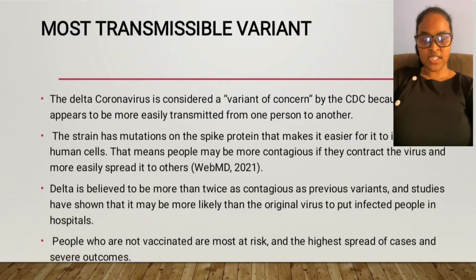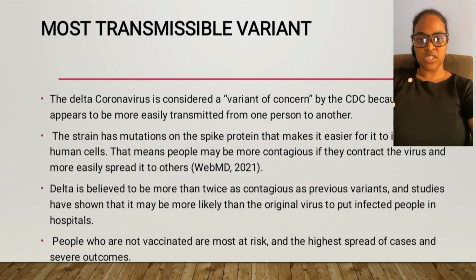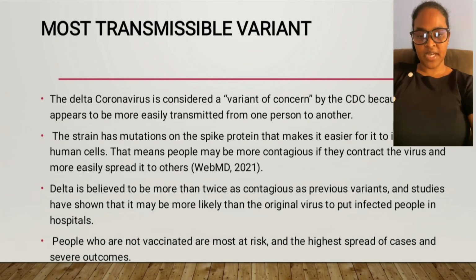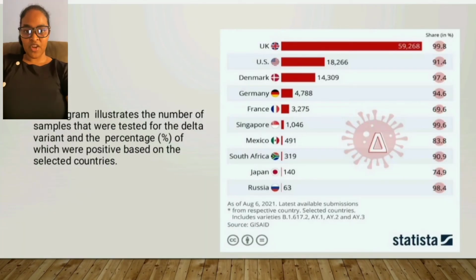So, the Delta variant is considered a variant of concern by the Center of Disease Control because it appears to spread more easily from one person to another. This is so because this specific variant has mutations on its spike protein that makes it easier to infect human cells. So, with this being said, now we can conclude that if a person contracts the Delta variant, they can be more contagious and they can easily spread it to others. And those who are not vaccinated are more at risk.